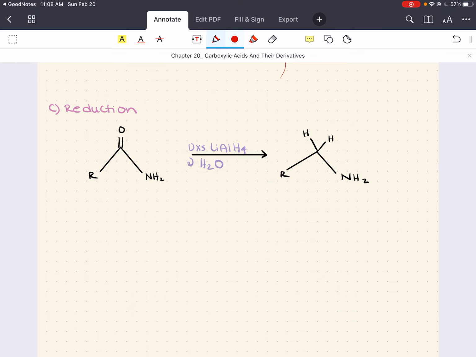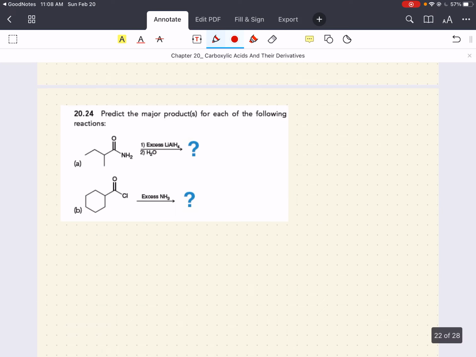Okay, now same, amides also can be reduced. Same reagent, lithium aluminum hydride. Okay, we're going to go ahead and do a few practice problems now.